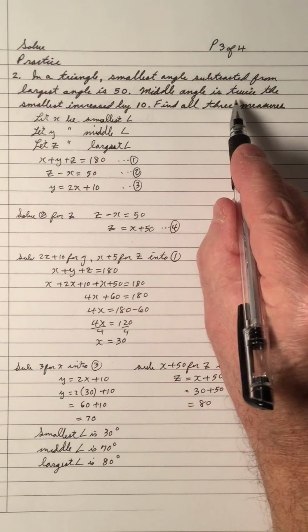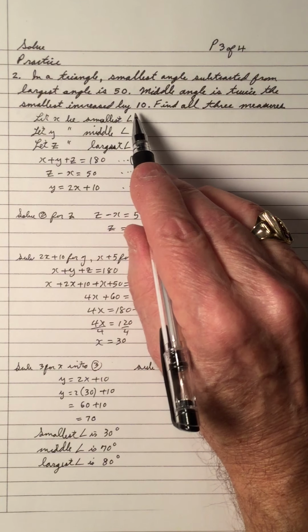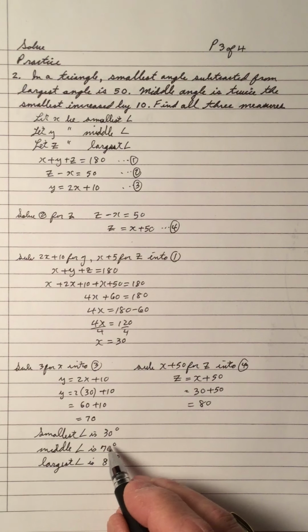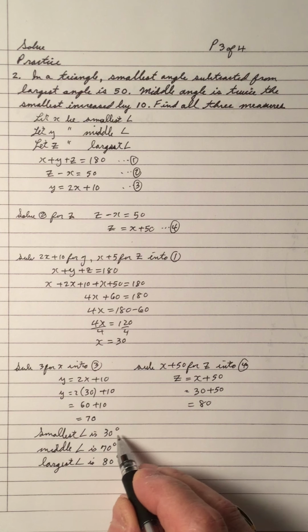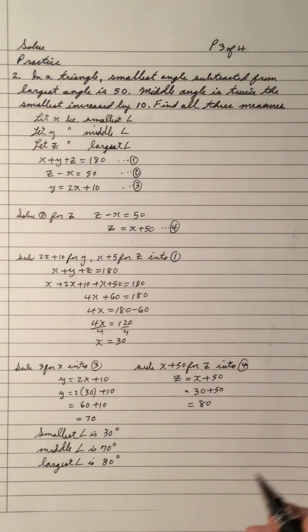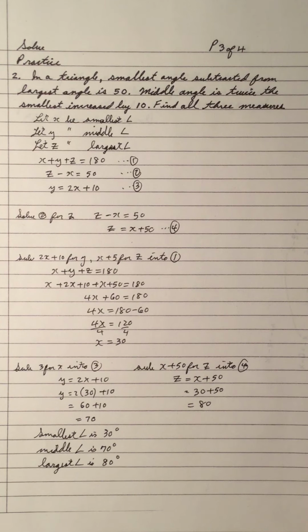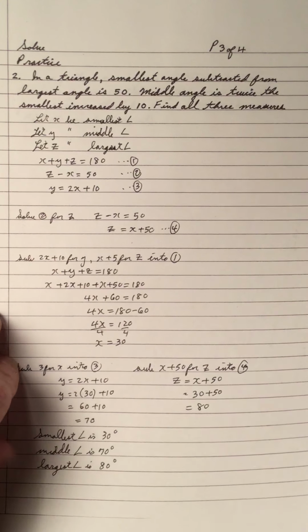And the middle angle is twice the smallest plus 10. So the middle angle, which is 70, is twice the smallest, which is 30, so 60, plus 10, which is 70. So everything is okay. I verified that I have the answers, and I checked to see if they're true.